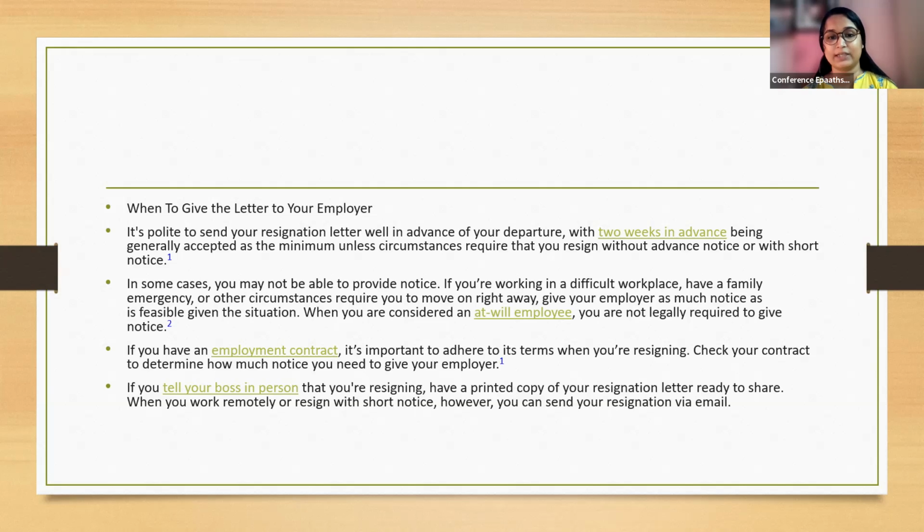You need to give the letter, unless there is no urgent reason when you are resigning. So you need to give that, because everything has a format and you need to follow that. If it is an urgent departure, then it is a different thing. In some cases, you may not be able to provide notice. So what I was saying that, maybe there is some urgent case when you are not able to serve any notice.